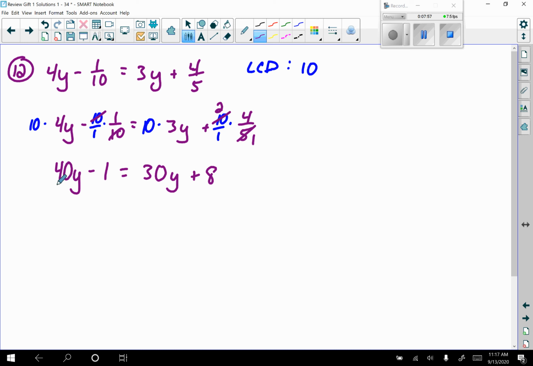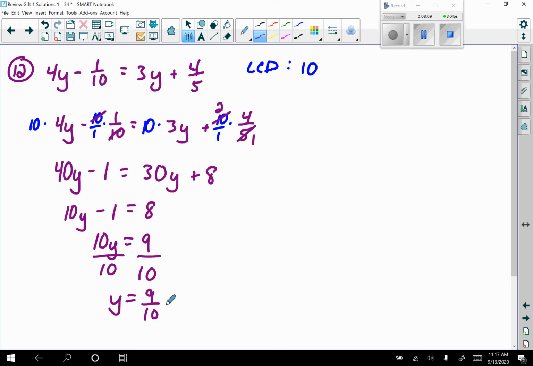Next, I'm going to subtract 30y from both sides, so I get 10y minus 1 equals 8. Add 1 to both sides, so 10y equals 9, and then divide by 10. So we do get a fraction, y equals 9/10.